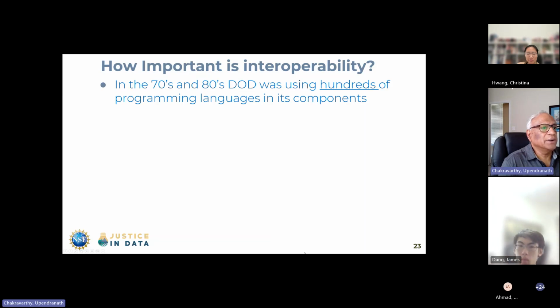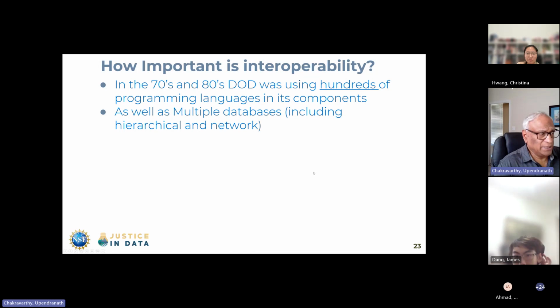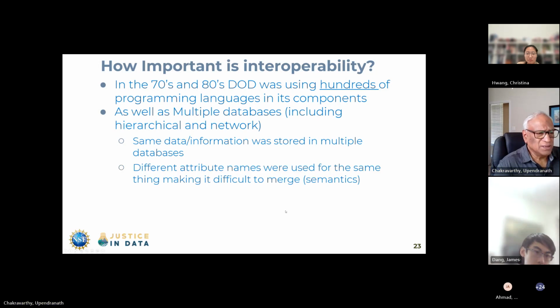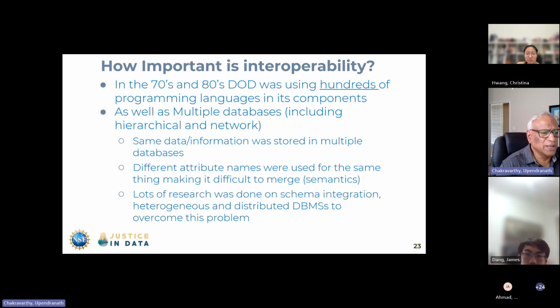So how important is interoperability? Here is an example from the 70s and 80s, which I was very intimately familiar with because we were studying some of this. In the 70s and 80s, DoD, Department of Defense, was using literally hundreds of programming languages in its components, as well as multiple databases. Same data information was stored in several databases. Different attribute names were used, making it very difficult. Lots of research was done on schema integration, heterogeneous and distributed DBMS to overcome this problem. Lots of money was spent.